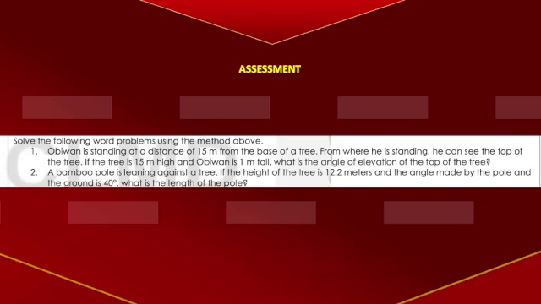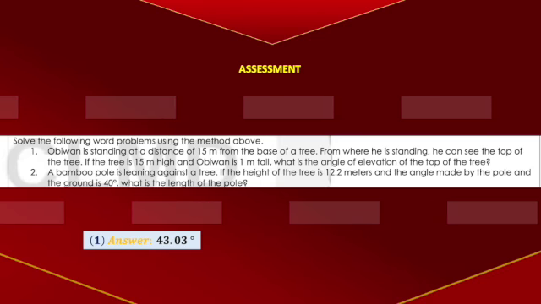So, isa-isahin natin. Number 1, the answer is 43.03 degrees. And how is that? I just use tangent theta. Okay, kasi opposite si 14, adjacent naman si 15.